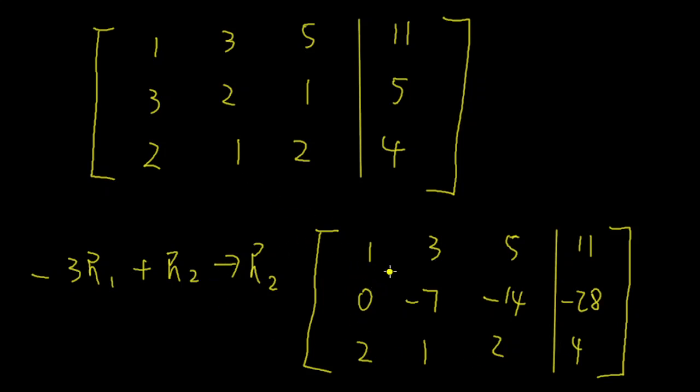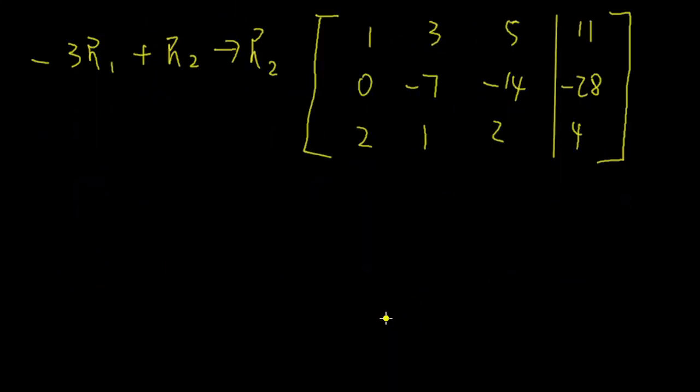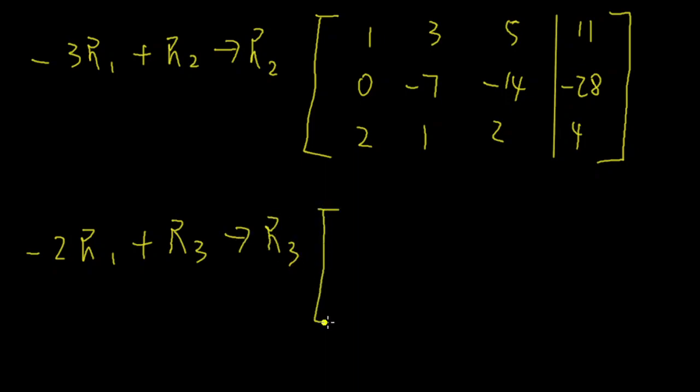Now, the next thing is I'm trying to make this one equal to 0. How can I do that? I can multiply row 1 by -2. If I add that to row 3, -2 plus 2 will make this 0. Of course, I have to multiply all these numbers by -2 and then add to this row. Okay, let's see that: -2 times row 1 plus row 3, replace that to row 3. See how it goes.